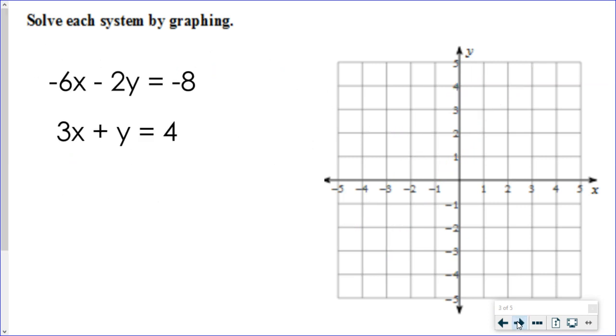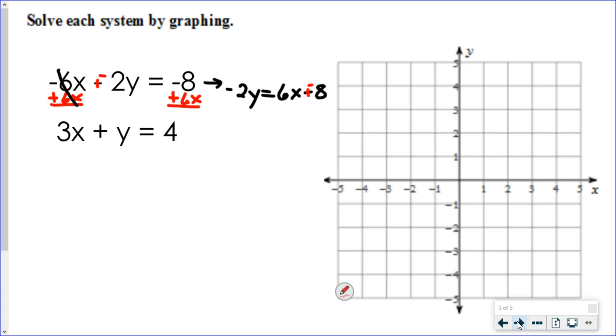Okay, let's do a couple more. So again, I'm going to take this one and I'm going to solve it over here. The first thing I'm going to do is the keep, change. And this time I'm going to add 6x to both sides of the equation. So now I am left with a negative 2y, and a positive 6x minus 8.